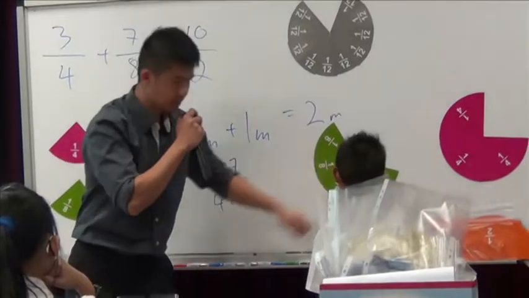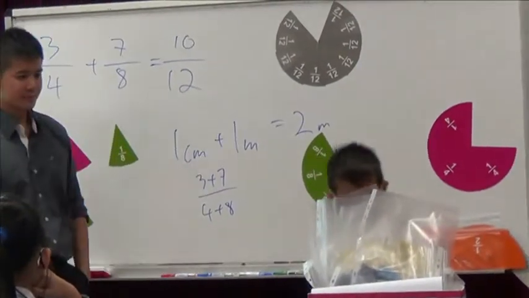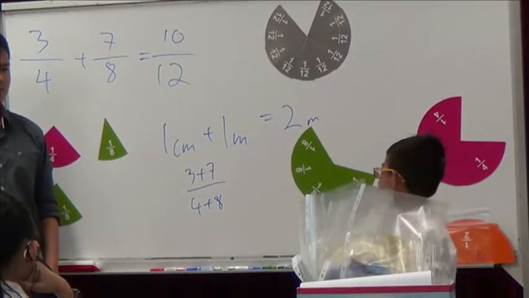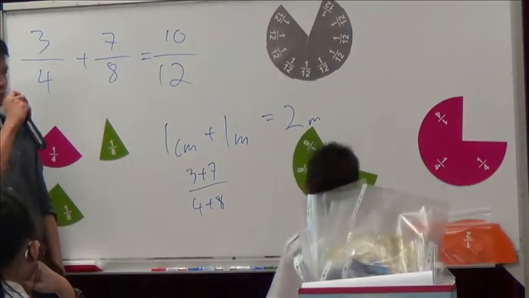One, two, three, four, five. Take some more. I need 7. Okay, show me 7/8.